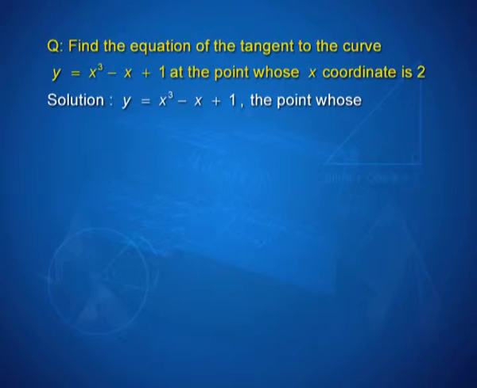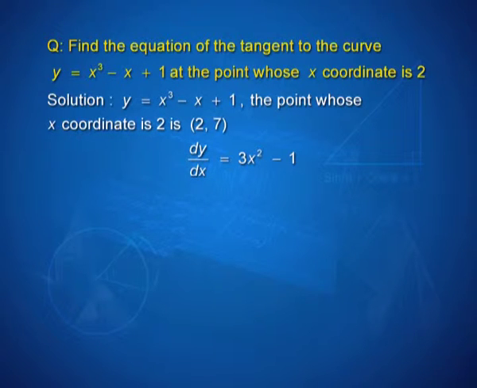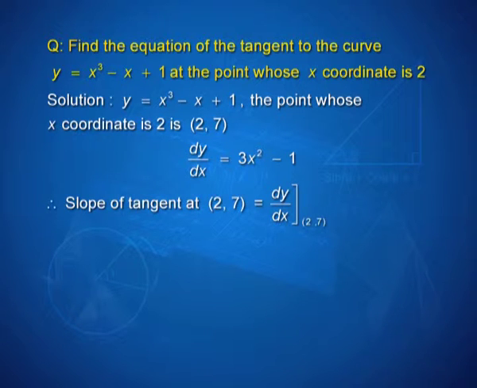Here's a simple question to begin with. Find the equation of the tangent to the curve y is equal to x cube minus x plus 1 at the point whose x coordinate is 2. So, as I said just now, to begin with you must know the point at which the tangent is to be constructed, that is x1 comma y1. Since it is a point on the curve, when x is 2, y can be calculated by putting the value of x as 2 in the equation of the function. dy by dx is 3x square minus 1.